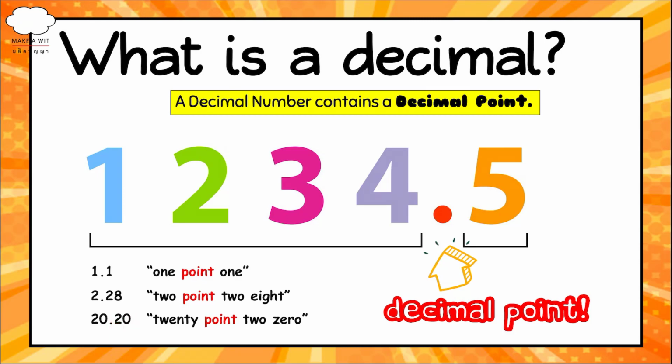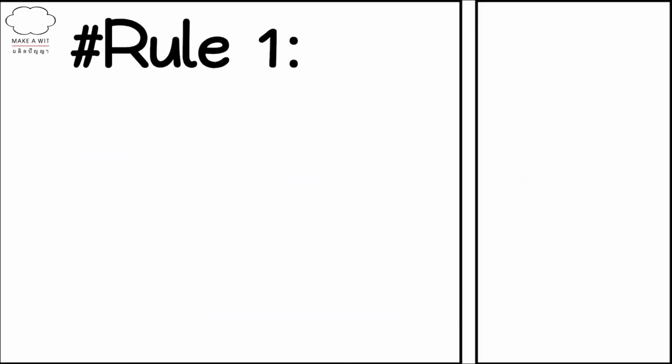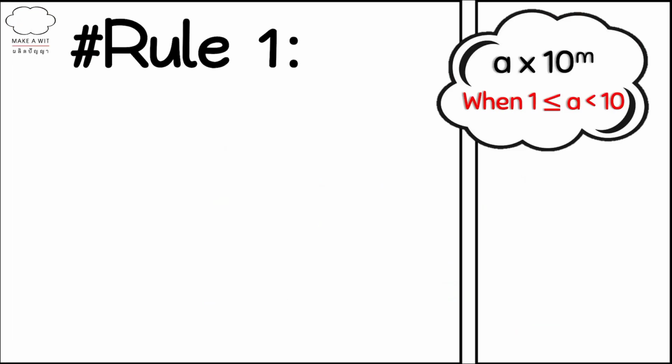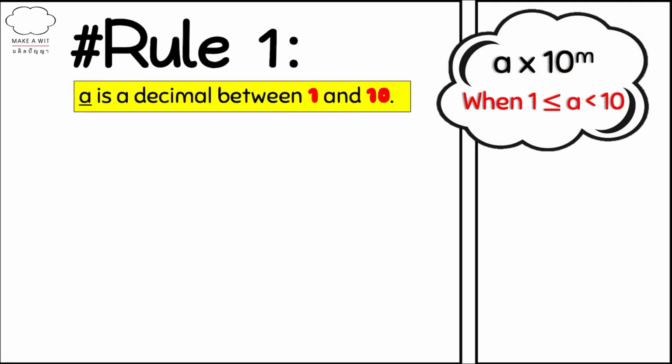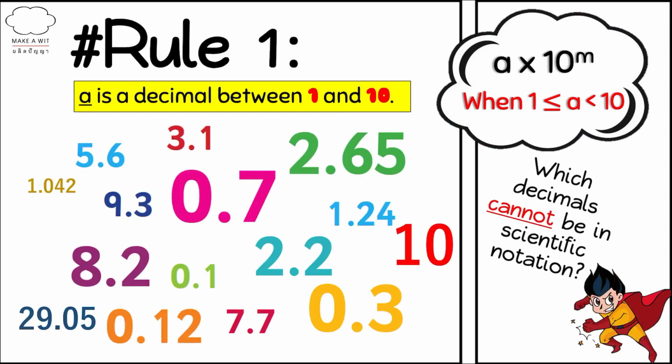Okay, now let's see. Part 1, you need to find the decimal. Okay, rule number 1. See, the form will be part 1 and part 2. This is rule number 1 for A. Let's find out. Is a decimal between 1 and 10. Let's see, which decimals cannot be in scientific notation? Between 1 and 10? Is it between 1 and 10? Yes. Yes or no? Yes. How about this one? Yes, of course. What about this? 1.042? Yes, it can be in the scientific notation. What about this one? 9.3?